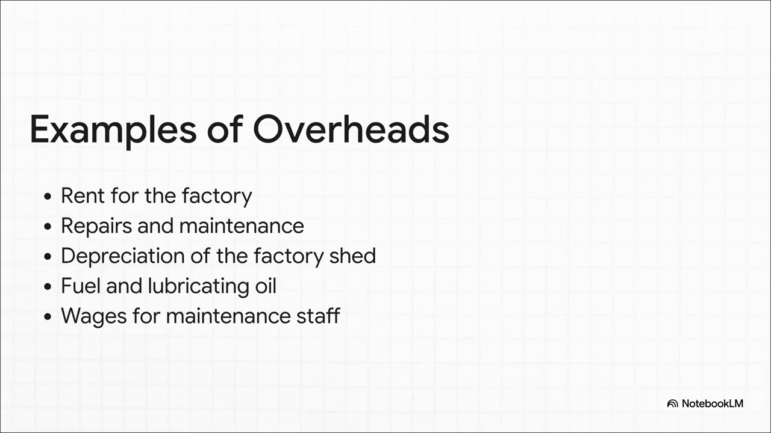And here are some classic examples from Mr. Vimmel's business. Things like the rent for his factory building, repairs for his soap mixing machines, the slow depreciation in value of the factory shed, fuel to run everything, and even the salary of the maintenance crew. These are all absolutely essential manufacturing expenses, but you can't assign them to a single product.